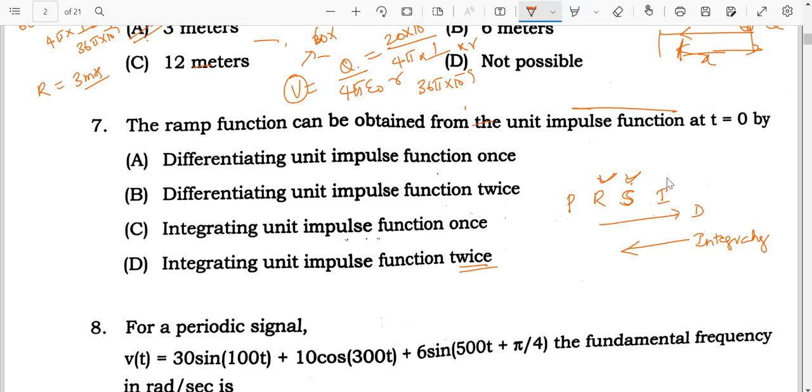So once you do integration, it's going to be a step. After the step, it's going to be a ramp here. So you have to integrate twice: first time integration and second time integration. So the answer will be D here.